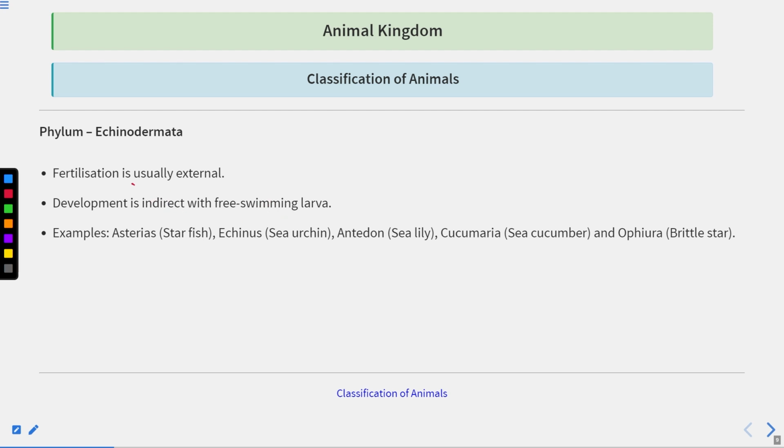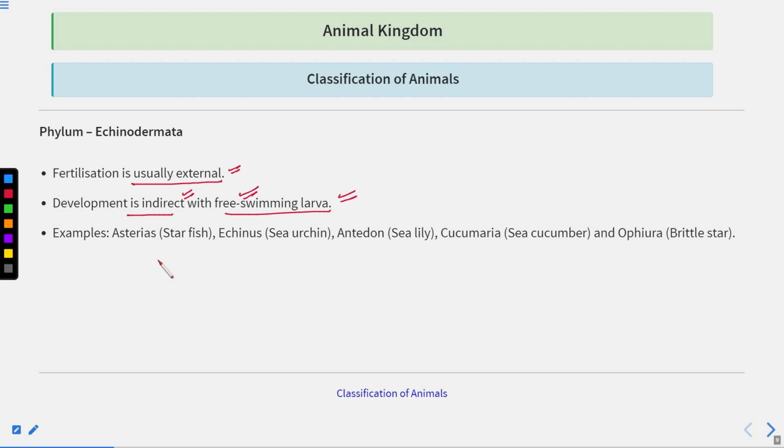Fertilization is usually external. So separate sexes are there, and generally the reproduction is by the sexual method only, and the fertilization is external, means they lay eggs and the sperm is released and the fertilization takes place. Okay. And the development is indirect, that is by the formation of the free swimming larva. Radial symmetry in the case of adult echinoderms, bilateral symmetry in the case of larval stages.